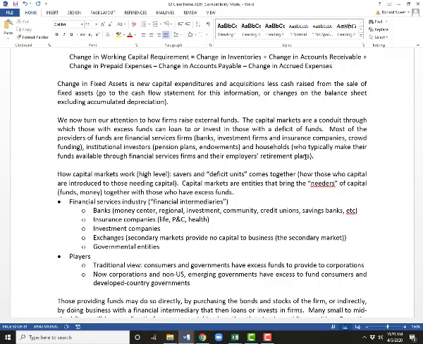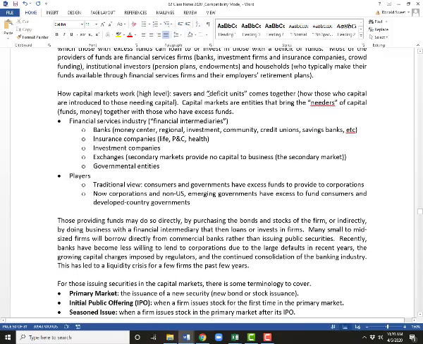They work through a financial intermediary like a bank or an investment firm or their retirement plan, and that provides funding to the financial markets. So how capital markets work is you have deficit units, those who have a need for capital, and they're bringing them together with those people with excess funds. And the financial services industry, they're known as financial intermediaries because they're between the savers and the borrowers. The banks, insurance companies, investment companies, the actual exchanges themselves, and governmental entities.